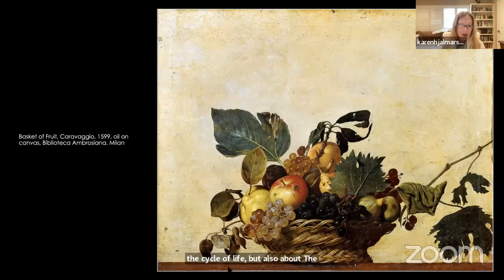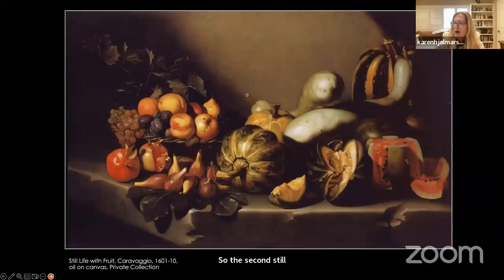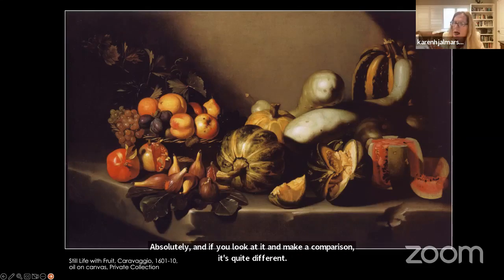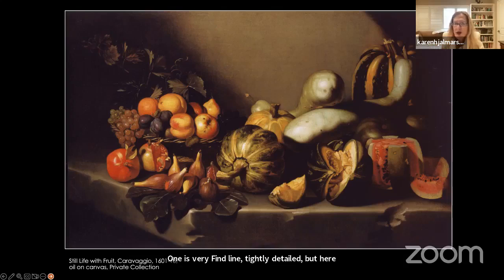So the second still life painting by Caravaggio is absolutely remarkable. And if you look at it and make a comparison, it's quite different. One is very fine line, tightly detailed, but here we have this gorgeous, sumptuous color. And we definitely see the use of chiaroscuro here.